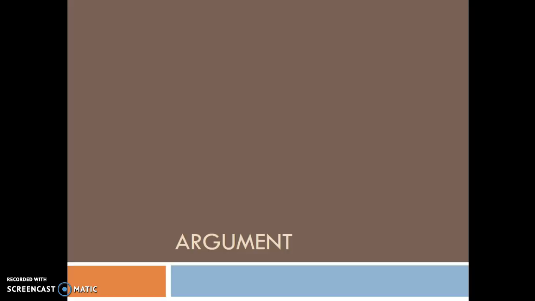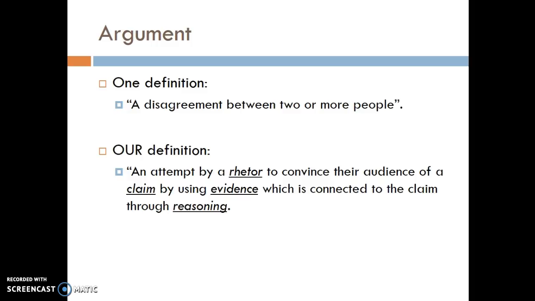So our goal today is to talk about argument, and you'll notice there's two different definitions of argument. A lot of times people think about argument as a disagreement between two or more people, where there's one clear side and another clear side, and they're battling for dominance. In our class, we're going to adopt a more technical definition, which means one attempt by a rhetor to convince their audience of a particular claim by using evidence which is connected to the claim through reasoning. So the argument is the act, the thing, not the relationship between the two people.